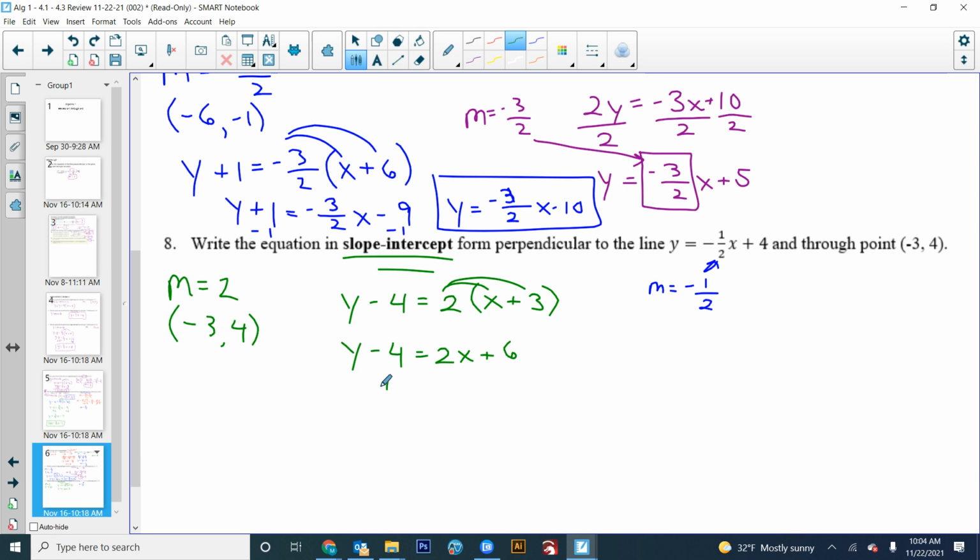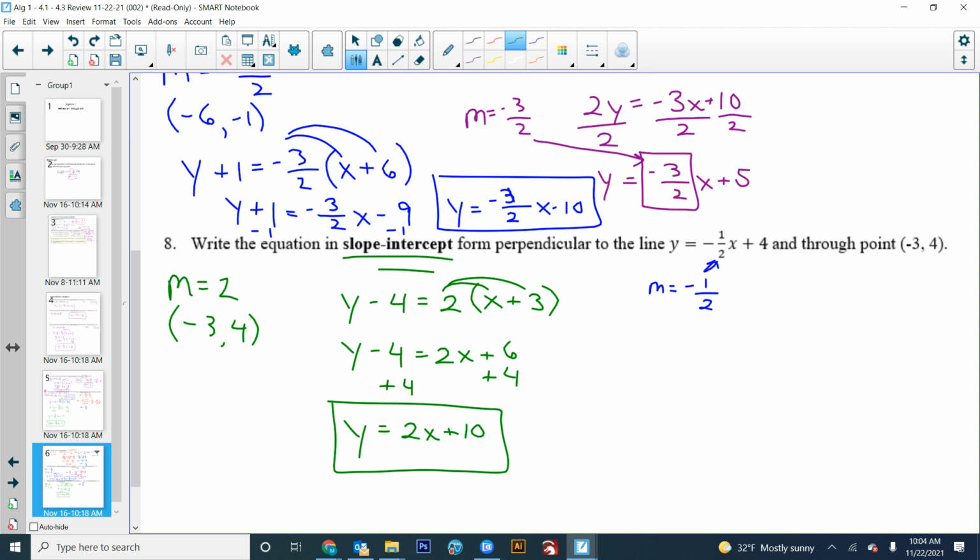Distribute. Add 4. Y equals 2x plus 10 is what I'm getting. And again, you should check it and say, my slope is 2. Theirs is -1/2. Are those opposite reciprocals?